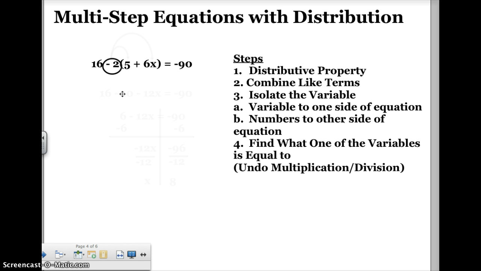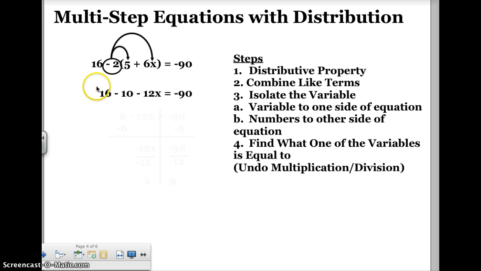And I've kind of circled the negative 2 here because I'm going to distribute the whole negative 2, not just the 2. So I'm going to take negative 2 times 5, and that's going to be negative 10. And then I'm going to take negative 2 times 6x, and that's going to be negative 12x. So let's see what I have after I distribute that negative 2 through the parentheses.